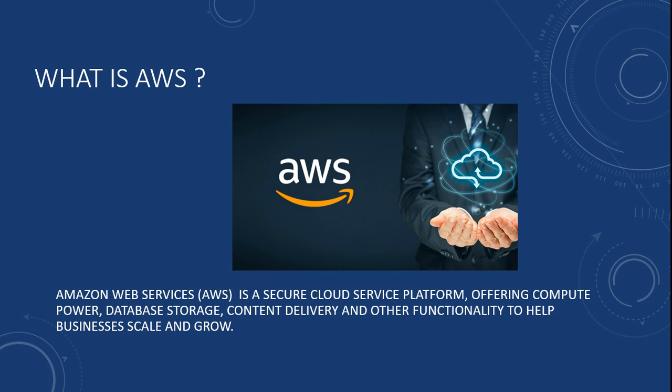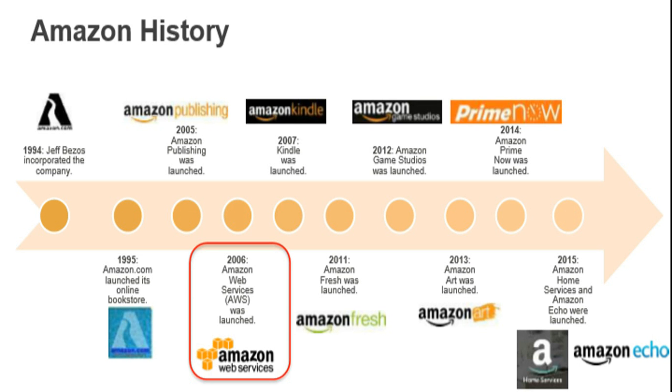There are many more services, so we'll look at all the services. Let's go ahead and take a look. So this is the Amazon history. In 1994 Jeff Bezos established this company, and in 1995 Amazon.com launched its online bookstore. In 2005 Amazon Publishing was launched. In 2006 Amazon Web Services was launched, which is the cloud service, and in 2007 Kindle was launched and so on. Afterwards, in 2015 Amazon Home Services and Amazon Echo were launched. I'm not going to talk about all the history of Amazon.